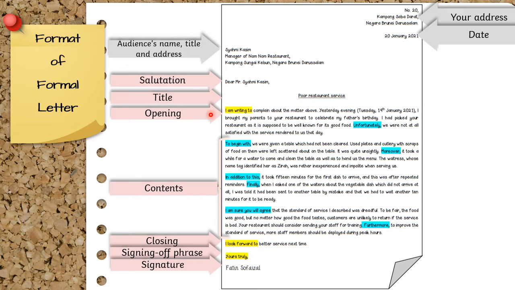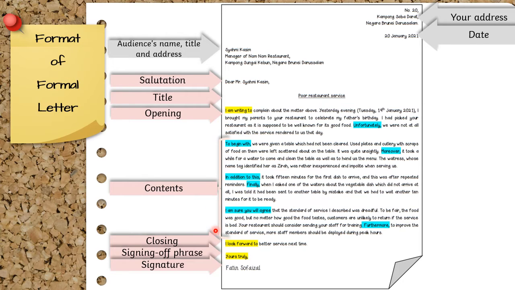So in the opening, you don't ask, how are you? Okay, for a formal letter, in the opening, you write the purpose right away. So here, I am writing to complain about the matter above, okay? So this is how the opening of a formal letter would sound like. It's straight to the point, talk about the purpose, and then move on to the contents of the letter.